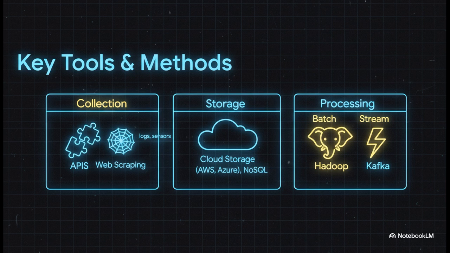For collection, you might use things called APIs to pull data from other systems. For storage, you'll hear terms like data lakes or cloud platforms like Amazon Web Services. And for processing, you've got tools like Hadoop for big batch jobs and Spark for real-time stuff. Now, the good news for libraries, you don't need a giant server farm in your basement anymore. Accessible cloud tools are making all of this way more possible for everyone.